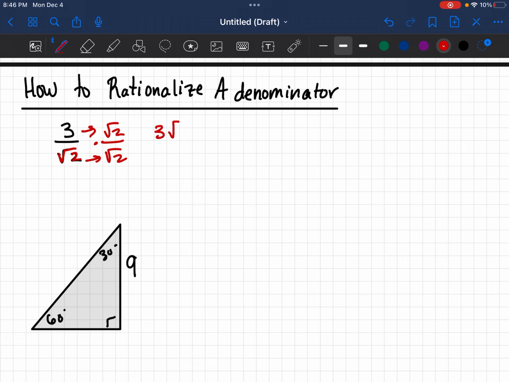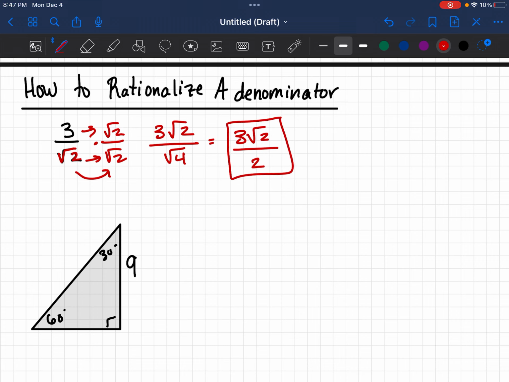When I multiply fractions, I multiply straight across. So I get 3 times the square root of 2 over the square root of 2 times the square root of 2, which is the square root of 4. I'm going to simplify anywhere I can. I can't simplify in the numerator, so I leave that there. But I can find the square root of 4, which is 2. And that's my answer. This is called rationalizing the denominator because we do not want to have a radical sign in our denominator. That would make it irrational.